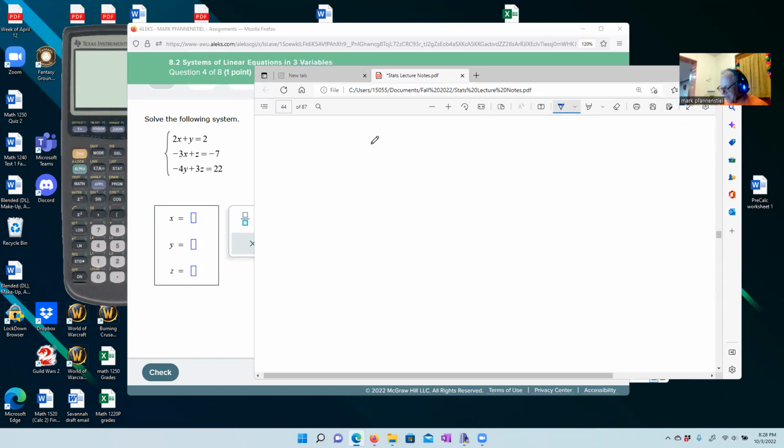So the way I'm going to do this, I set this up usually the same way every time, just because that's the way it is easier for me to deal with this. We have 2x plus y is equal to 2. We have a negative 3x plus 0y, you can put the 0 in if you'd like, plus z is equal to minus 7. And then we have minus 4y plus 3z is equal to 22.